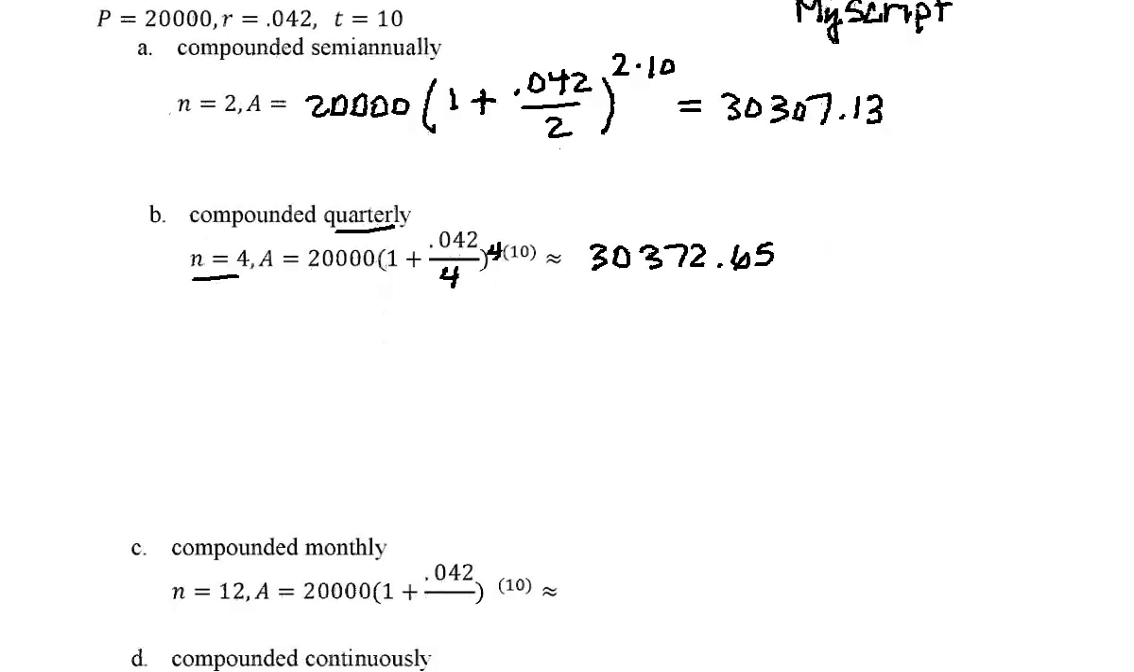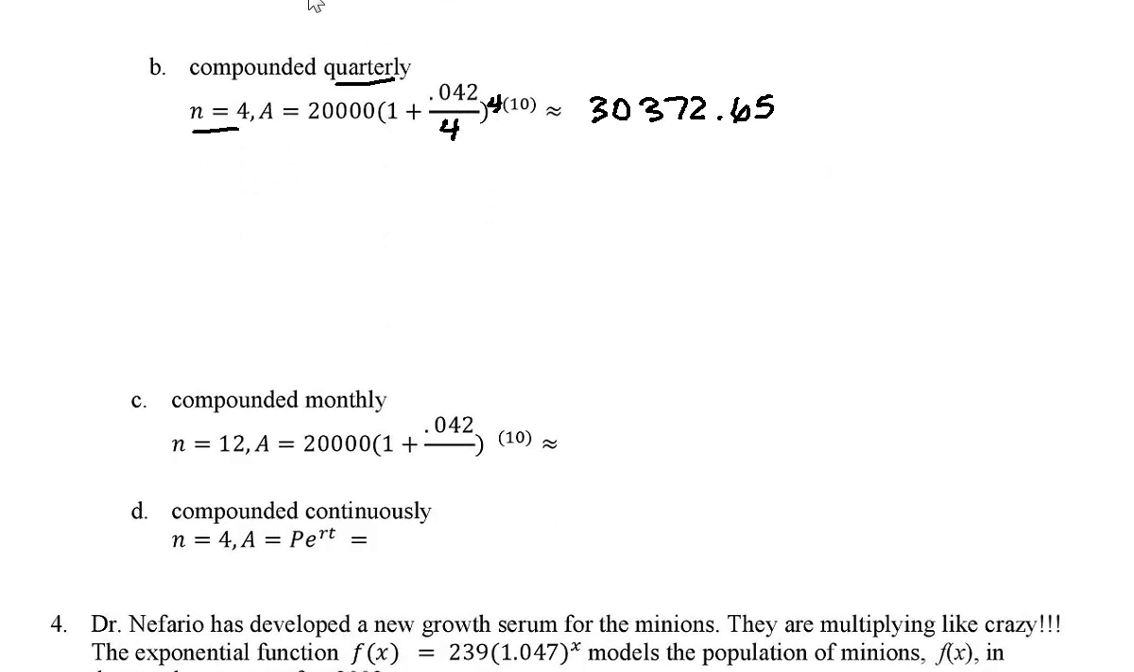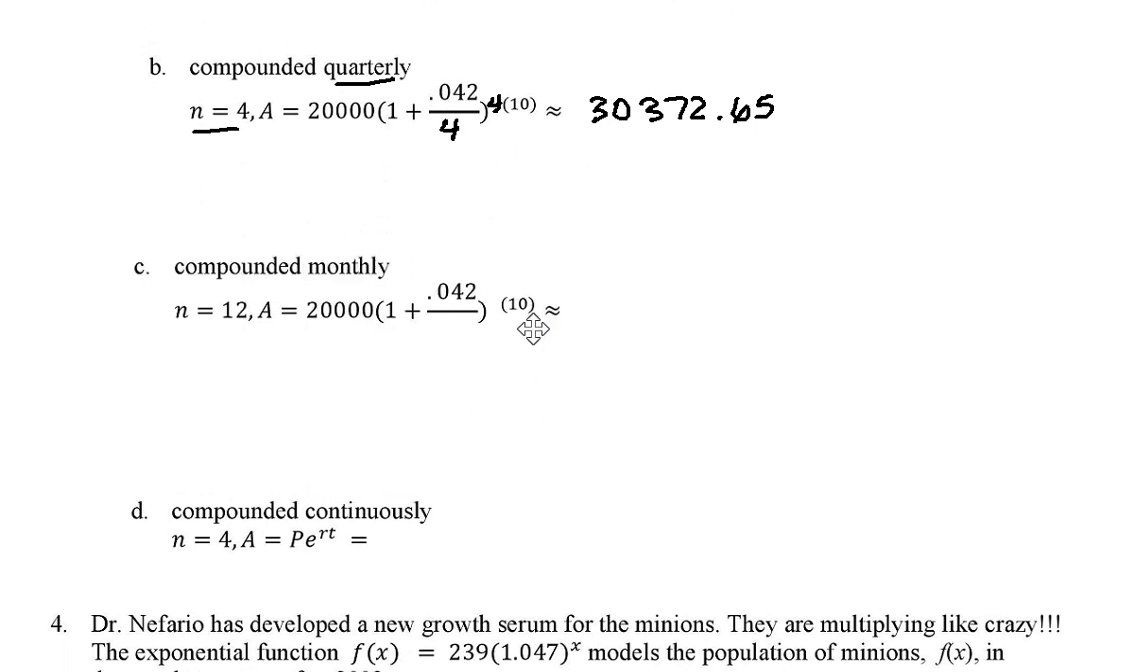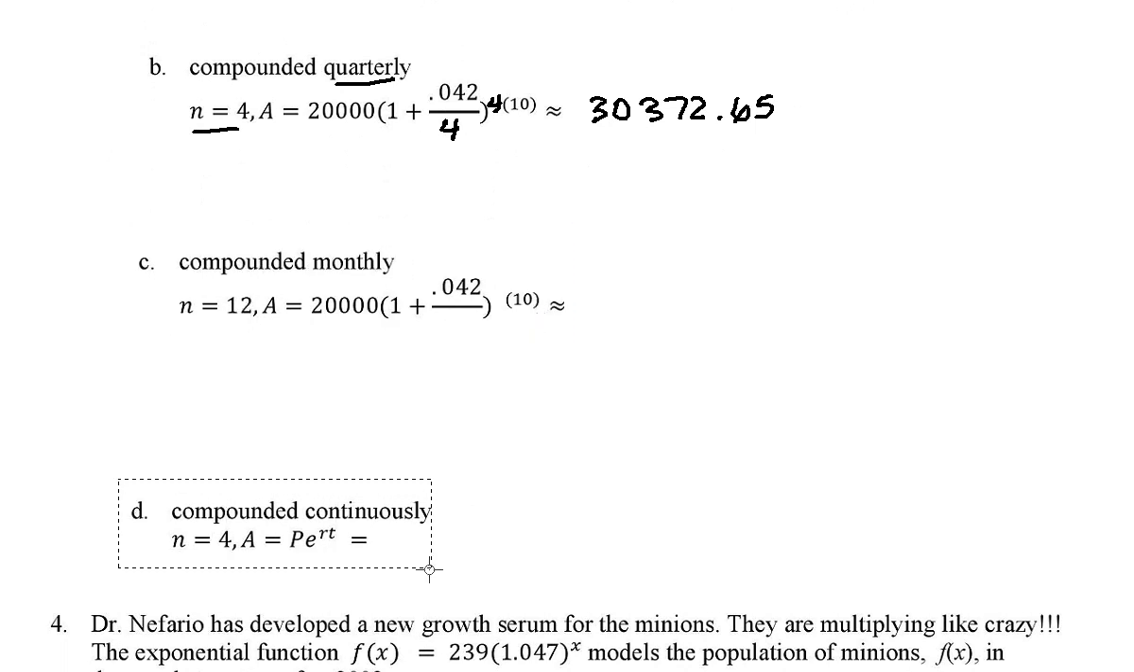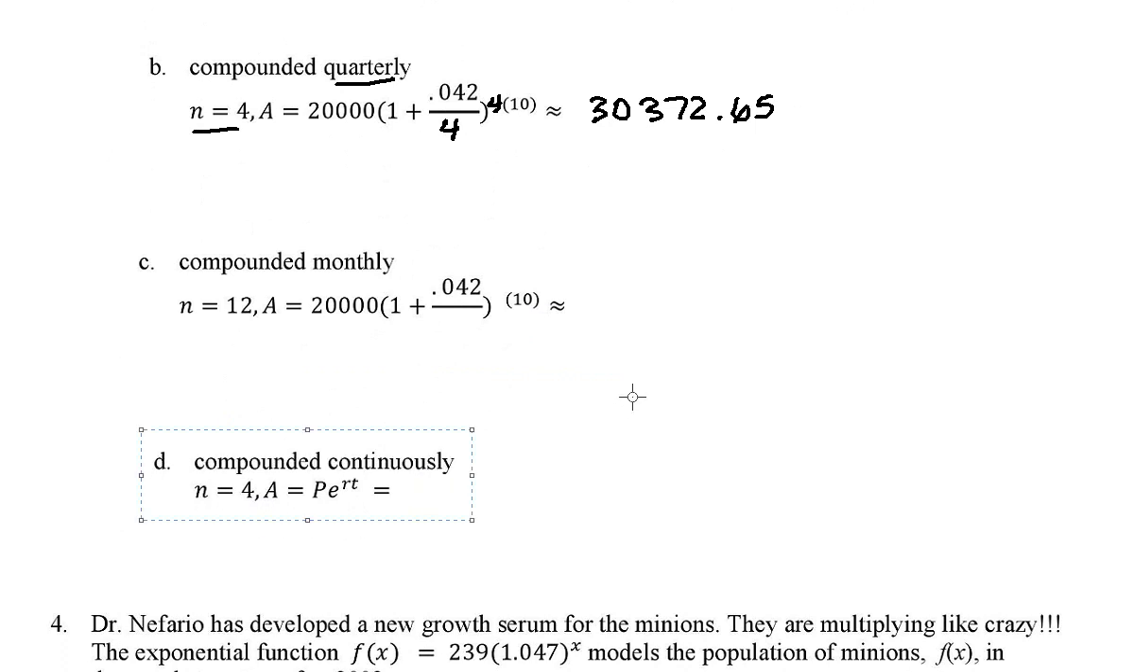All right, so let's look at what we got going here. The other 2 parts, compounded monthly, that's going to mean that N equals 12, and then we're doing compounded continuously. So monthly here, there's 12 months in a year, so N equals 12. So that means that this 4 here is going to change to a 12. So 20,000, 1 plus 0.042 divided by 12, and then the exponent will be 12 times 10, 120 power.